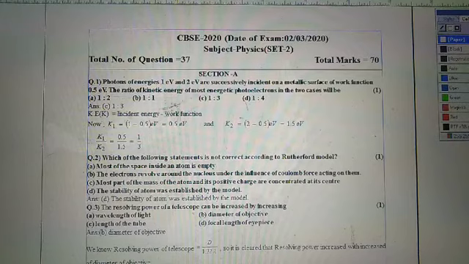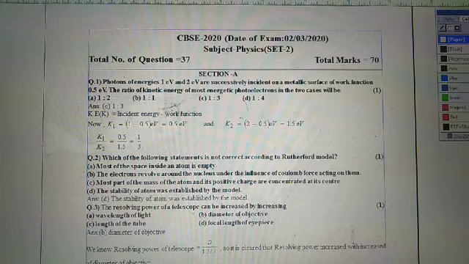Today I'll discuss 10 multiple choice questions that were asked in the CBSE class 12 physics paper. The exam was held on 2nd March 2020. So let's start the questions. There are 10 questions. I will discuss them one by one with answers and their explanations. The first question, let's start.